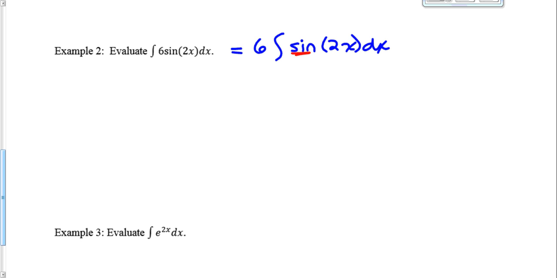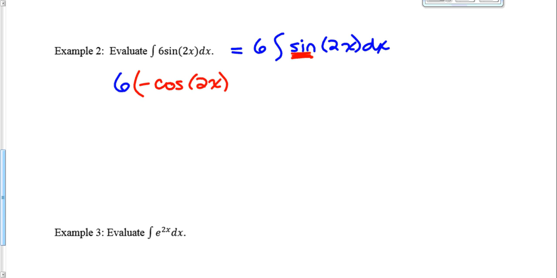So let's look at sine. Sorry, my 6 is going to be here. And I need the antiderivative of sine. So what do I have to have started with so that when I took the derivative of it, I got sine? Well, that's got to be a cosine. Question is, is it a positive cosine or a negative cosine? When I take the derivative of cosine, I get a negative sine. Okay, so then I had to have started with a negative cosine so that when I took the derivative, I would get a positive sine.